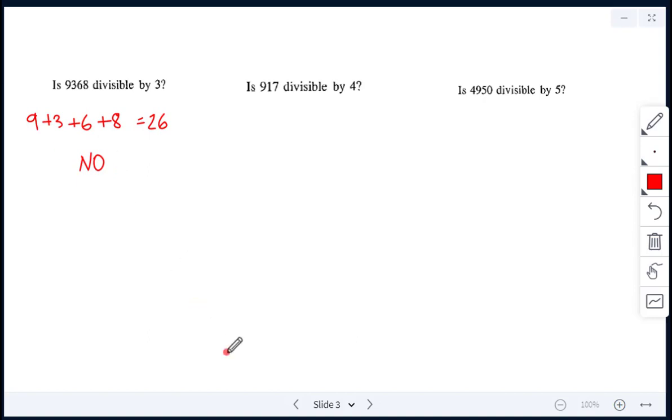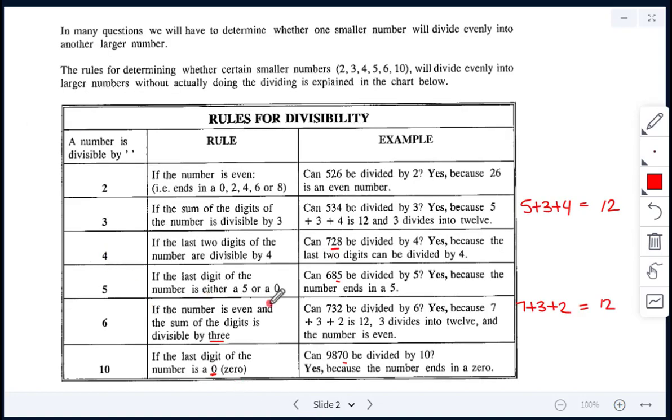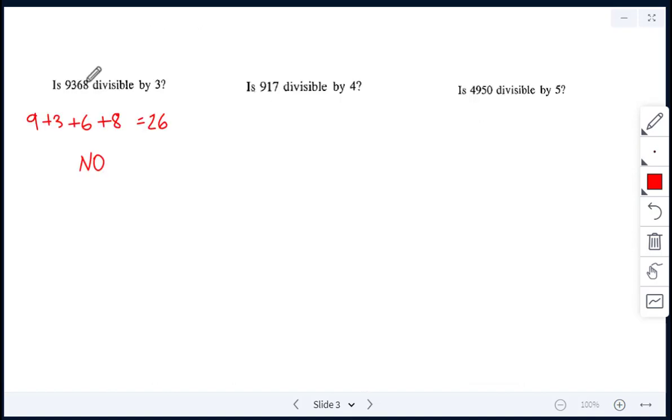So our next question: is 917 divisible by 4? Let's go to our rule for 4. We just have to look at the last two digits. The last two digits of 917 are 17. Is 17 divisible by 4? It is not. So we would say 917 is not divisible by 4 either.